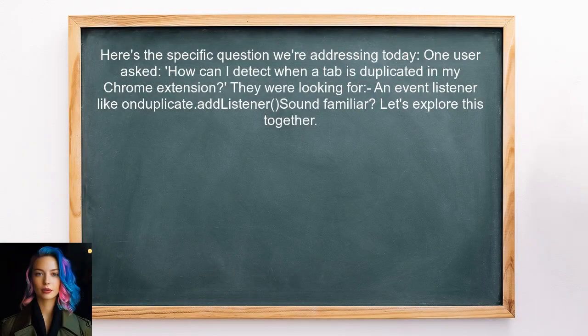Here's the specific question we're addressing today. One user asked, how can I detect when a tab is duplicated in my Chrome extension? They were looking for an event listener, like onDuplicate.addListener. Sound familiar? Let's explore this together.